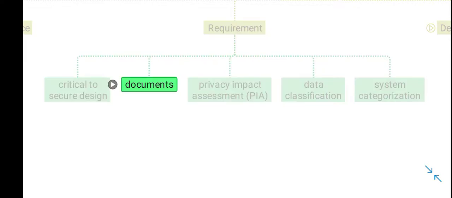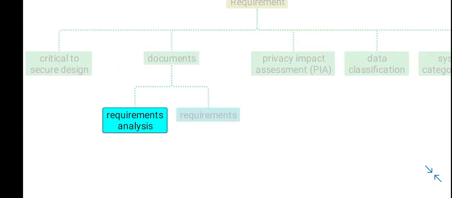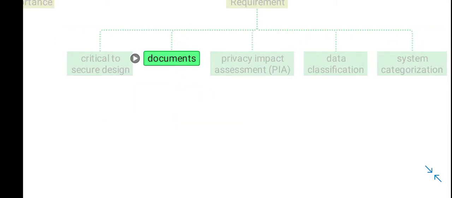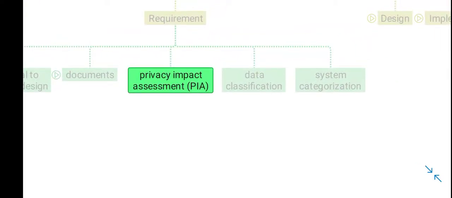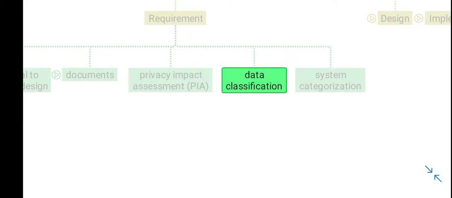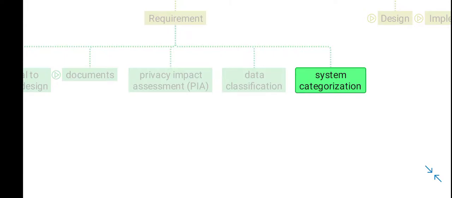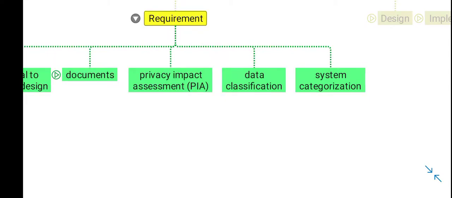Mostly it involves the review of different requirement documentation, for example, requirement analysis documentation or the requirements themselves. Furthermore, you may have to review the privacy impact assessment, the data classification process, or the system categorization process. All these processes or artifacts are outcomes of the requirement phase, so you have to audit all of them while auditing the requirement phase.